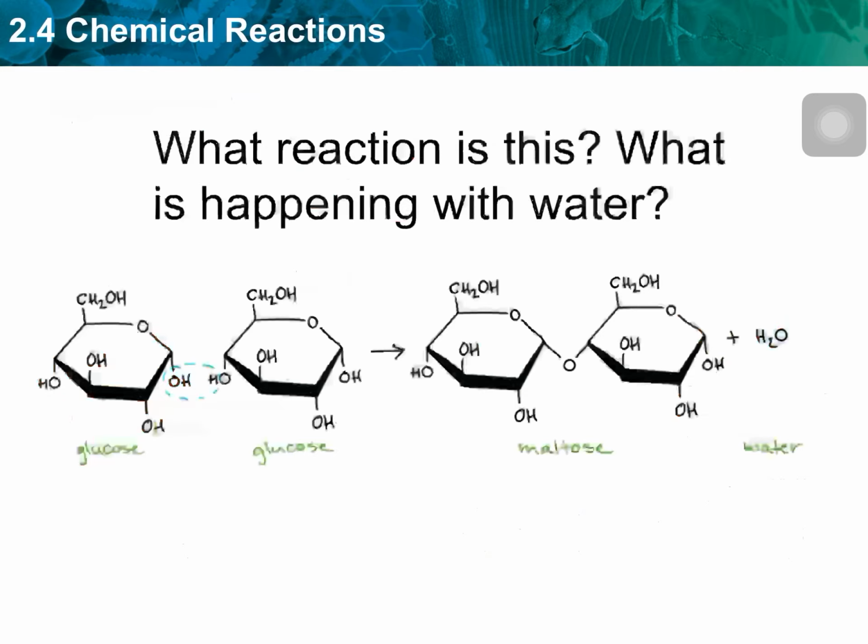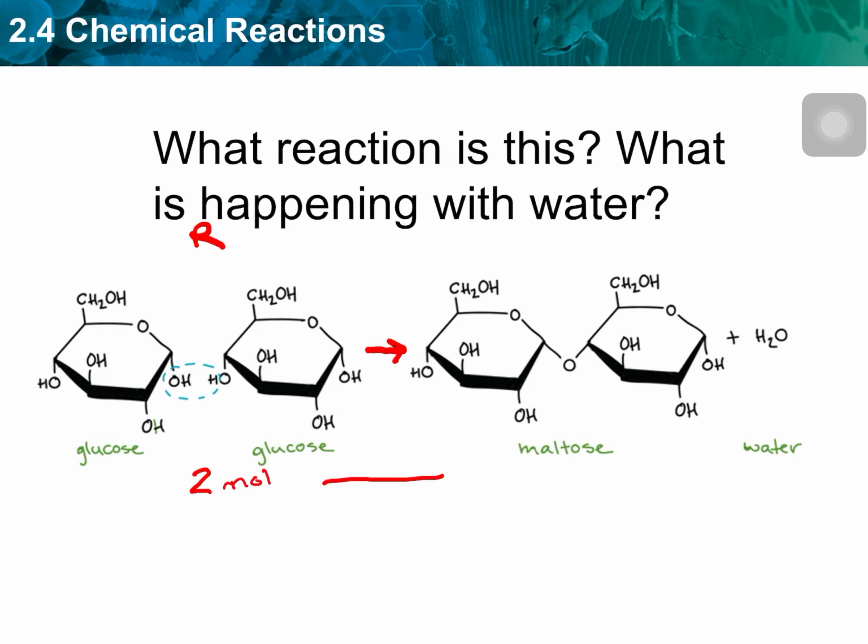Okay, so let's do a little practice. What reaction is this? And then what is happening with our water? I'll let you take a guess first and then I'll explain. So in this scenario, since the arrow is going this way, this is our reactants. How many reactants do we have on the left-hand side? Okay, nothing is bonded, so we have 2 molecules.